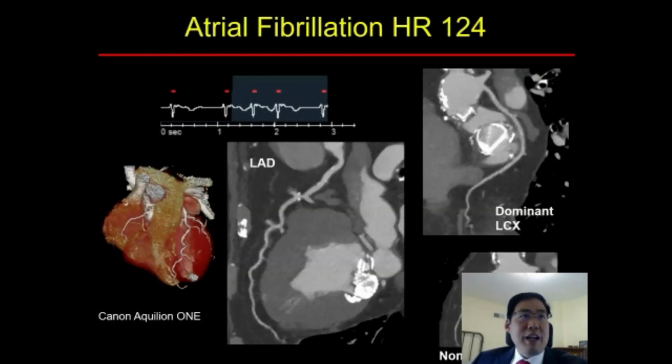So here's a case from last week. Patient with atrial fibrillation with widely varying RR intervals. The heart rate during the scan was 124 beats per minute. However, the scanner was able to stop cardiac motion without any motion blur. Image quality like this is only possible with a wide area detector CT.